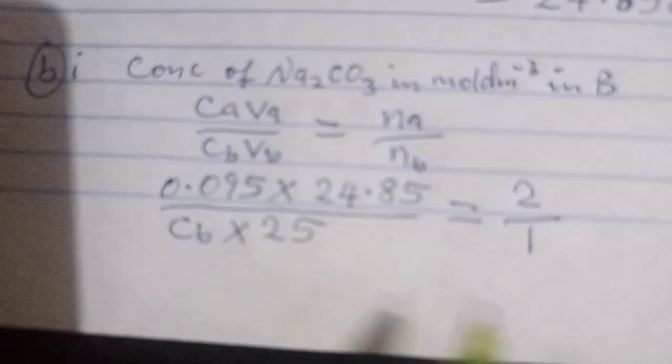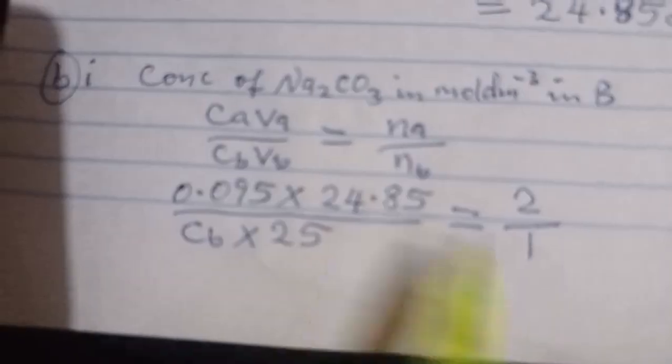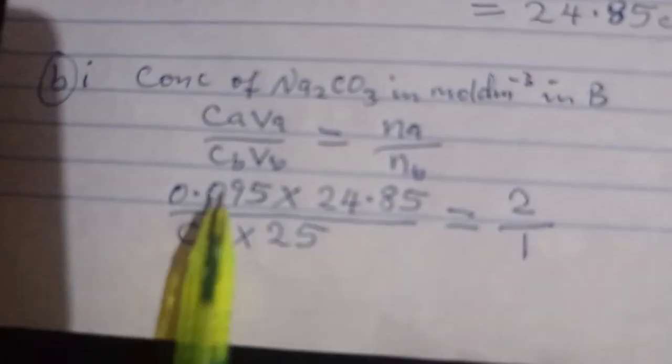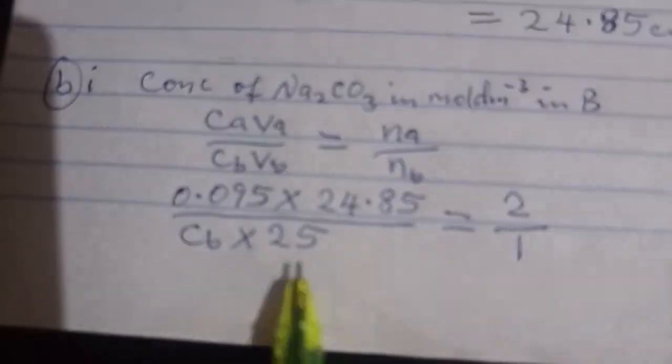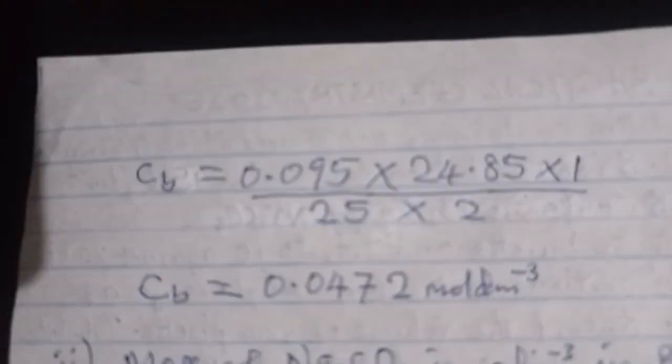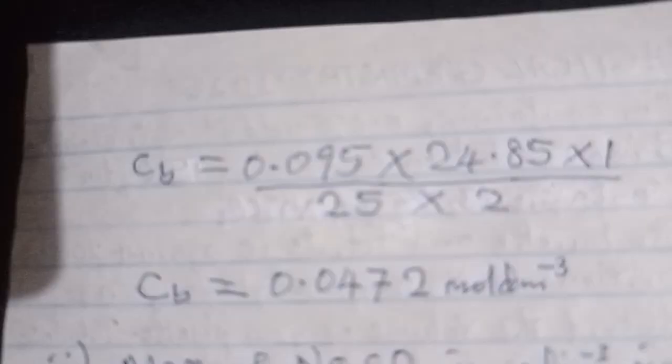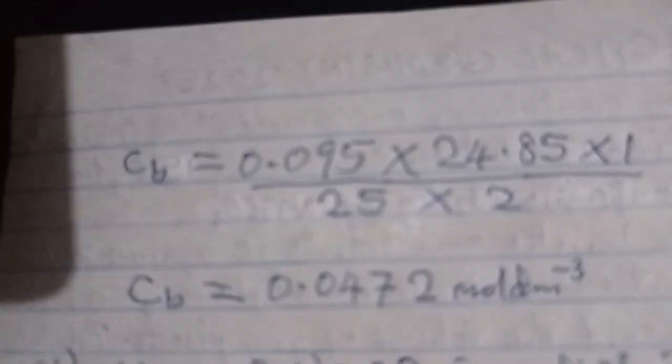If you cross multiply, I know some of you may be having problems here. Since you are looking for CB, cross multiply. That means CB equal to this times this times this, all over this times this. That's what you have to do. Then use your calculator, get the answer. If you are using that formula, the unit of the answer will always be in mole per dm cube. So you are done with that question.